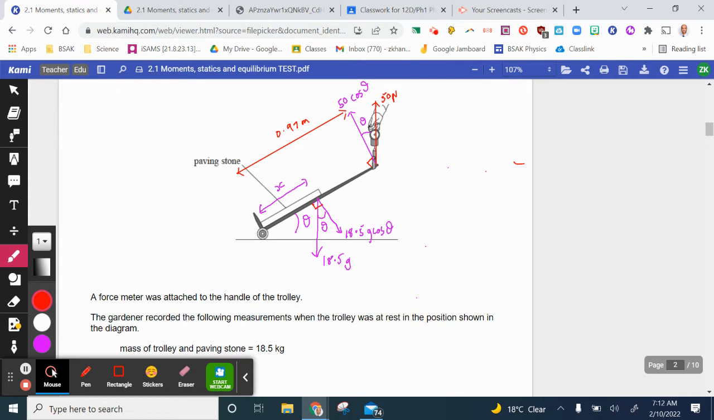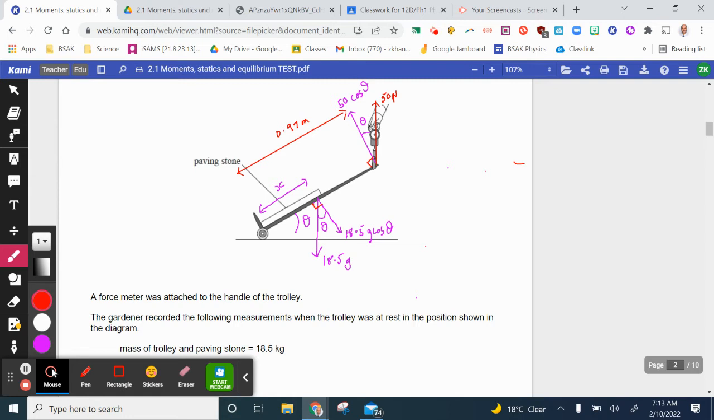Again, 50 newtons is not perpendicular to the 97 centimeters from the pivot, so the distance and the force are not 90 degrees. We find a component of the force which is 90 degrees to this distance, and that angle ends up as theta, same as the angle of tilt, and that ends up as 50 cos theta as a component, a perpendicular component to the distance.